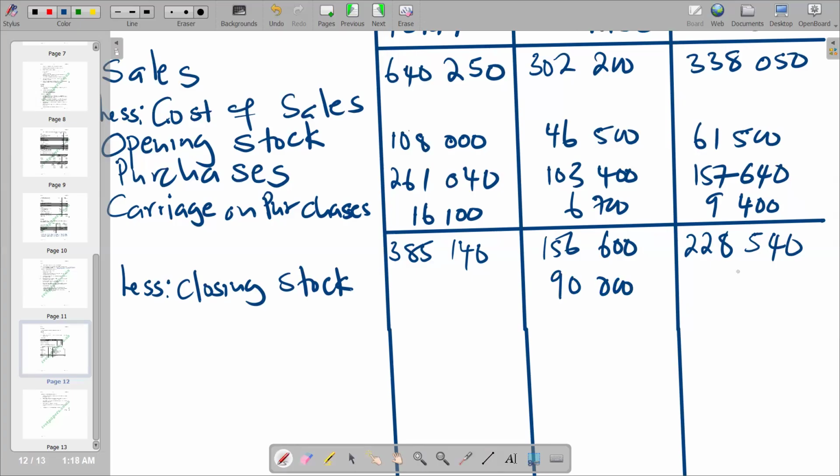Then for the shoes department, we have 84,125. And then we add the two figures to get the total closing stock, which is going to be 174,125. From there, we can now close so that we find the figure for cost of sales. So for cost of sales, we are saying these figures that we've got minus the closing stock figures, then we get our cost of sales.